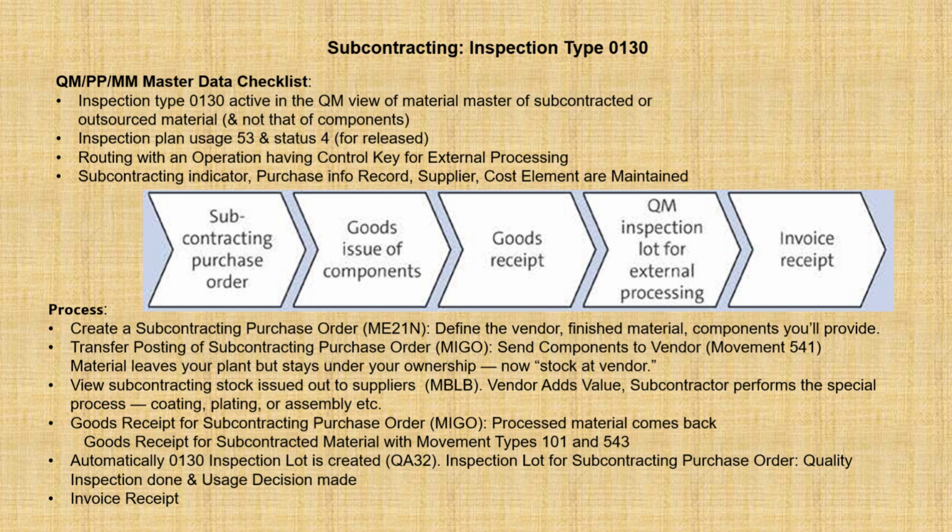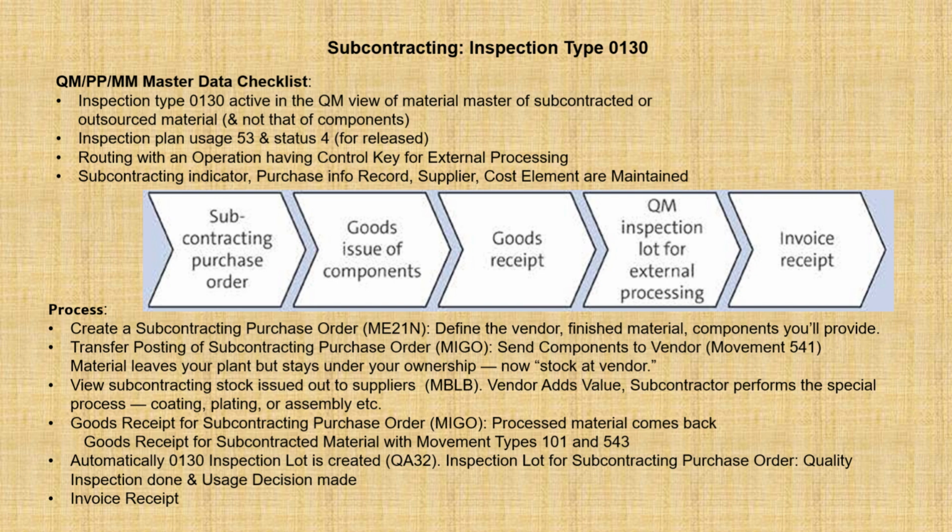A subcontracting purchase order will be created. We will be issuing the components required for that particular operation to the subcontractor. Once he has done the processing, we will receive that against the purchase order, and the lot will get triggered, and we will be inspecting the received goods.